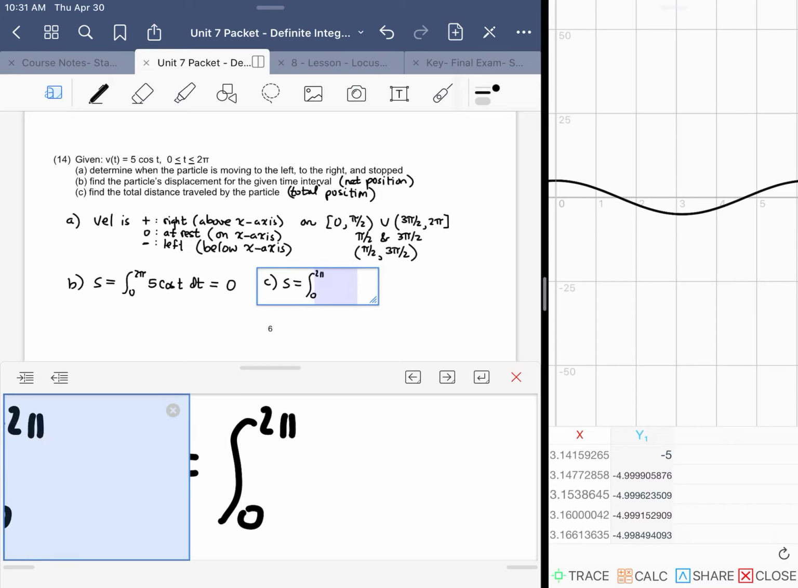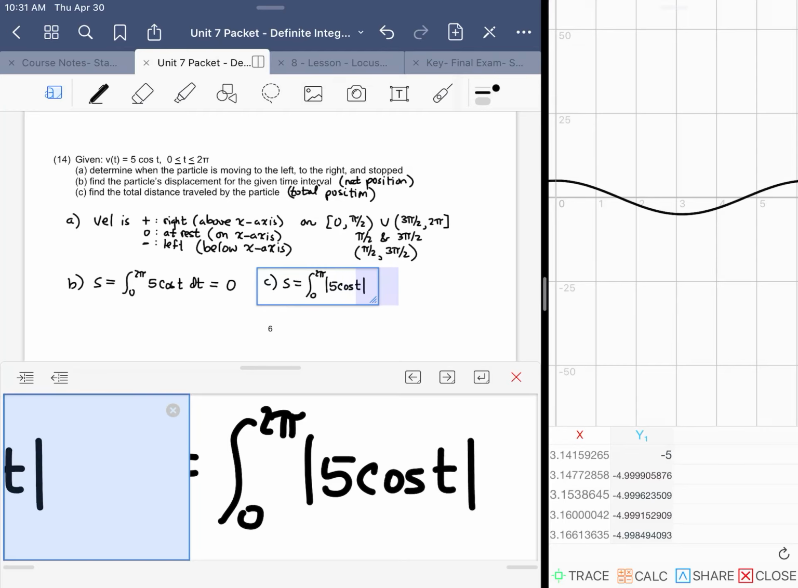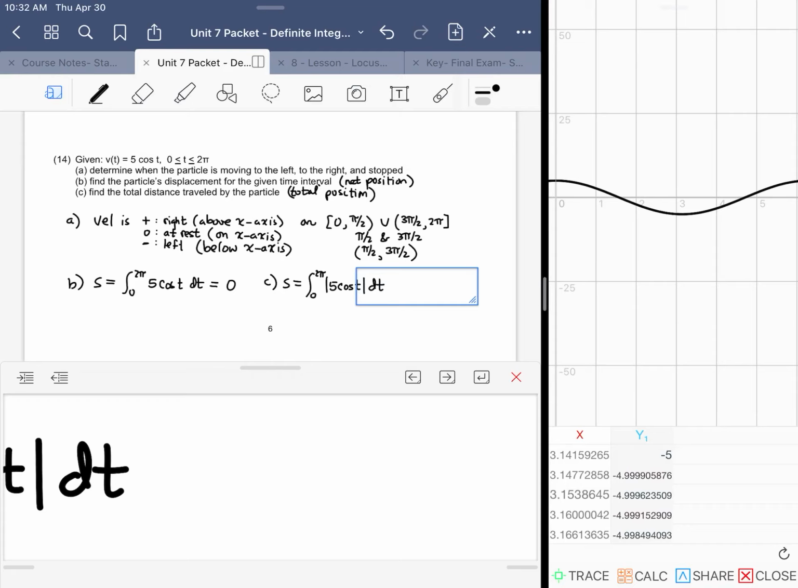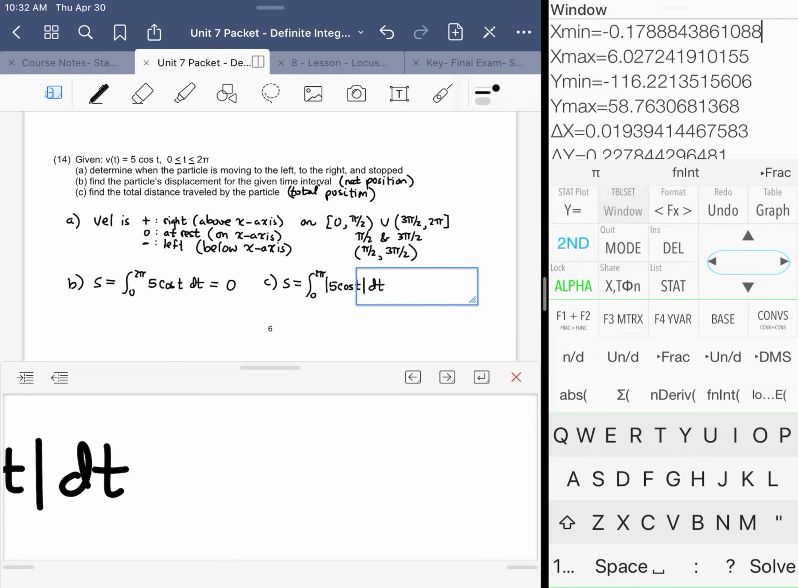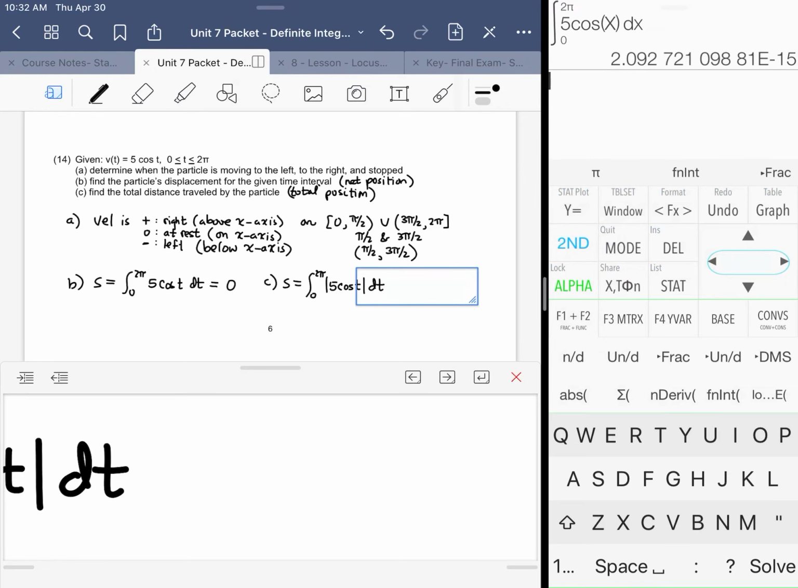All right, then part C, the total distance. There's a couple of ways to handle that. We learned in the last video that if we just take the absolute value of a function, we take its negative components and make them positive. So that would take the part of it that's below the x-axis going from pi over 2 to 3 pi over 2 and flip that so that it's above the x-axis. So let me just show you what that would look like.